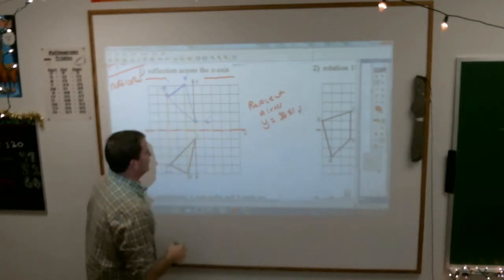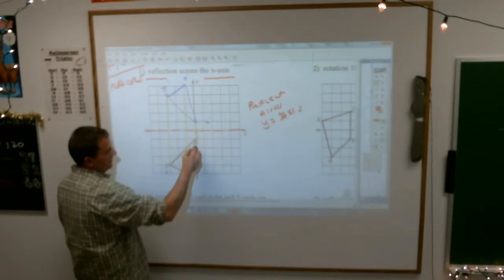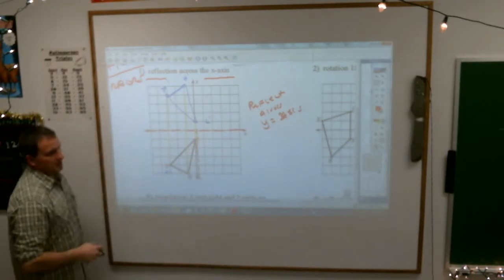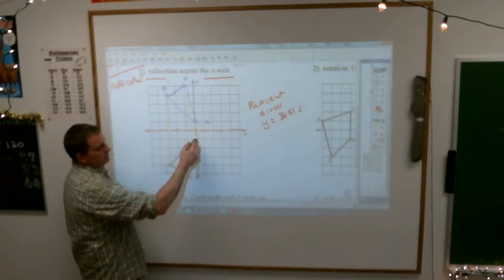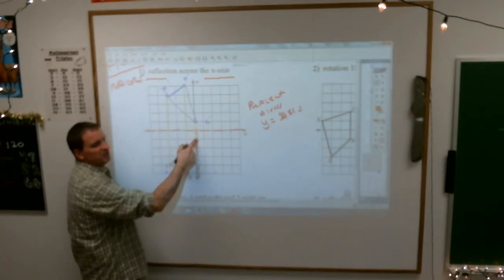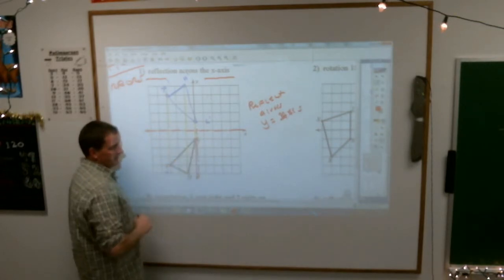If I were doing it about the y-axis, it'd be the same thing, except this is my axis of reflection, and I would do the same thing. Where is this point? Where would this new point be here for L? Right where it's at, right? Because it's 0 units away from the y-axis. So it would stay right where it's at.